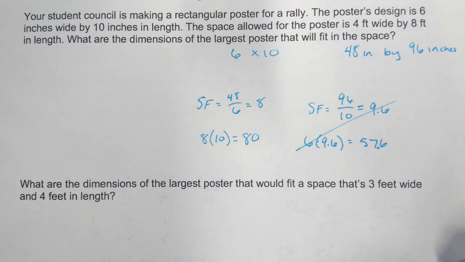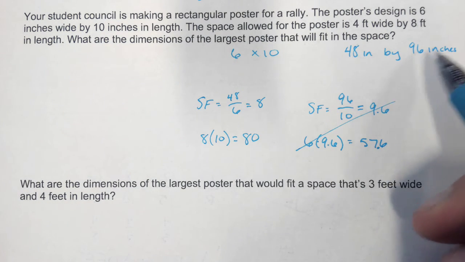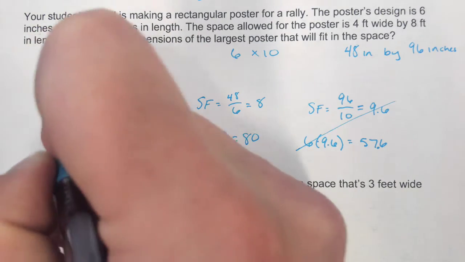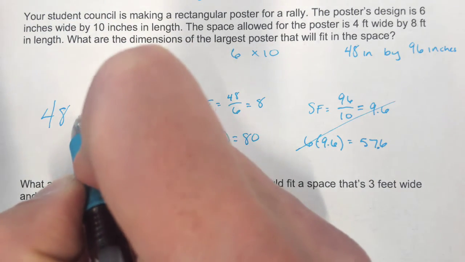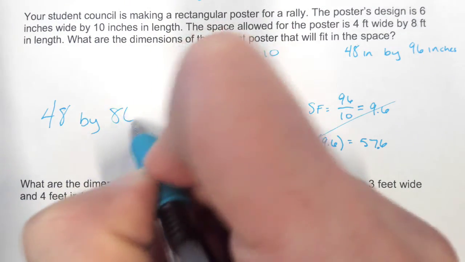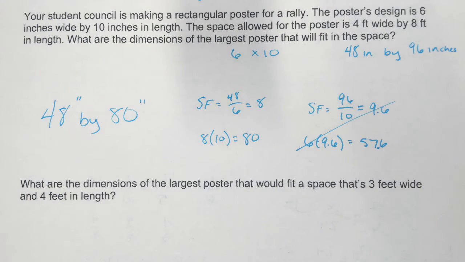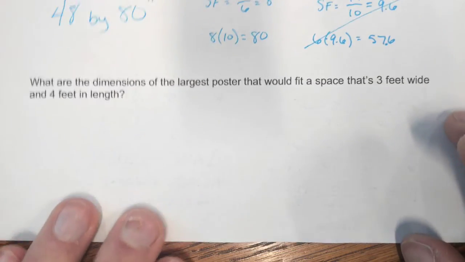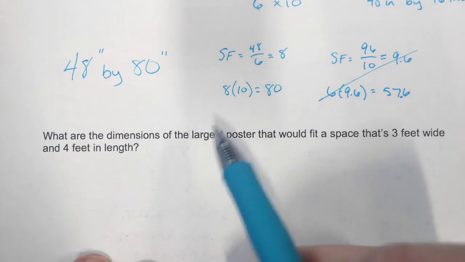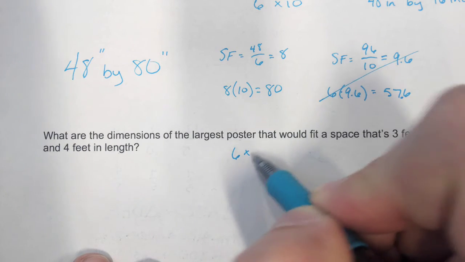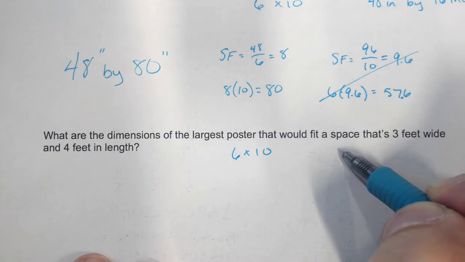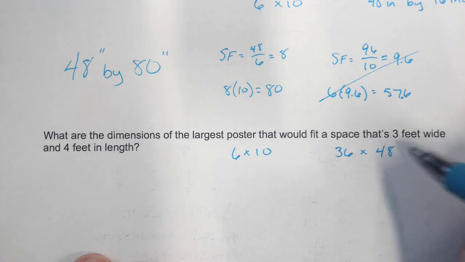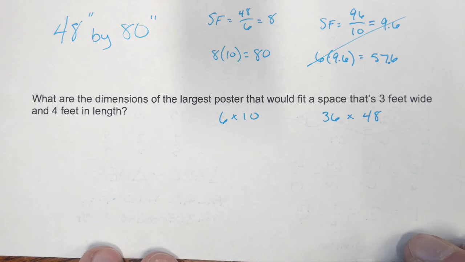So what are the dimensions of the largest poster that's going to fit in the space best? It's going to be 48 by 80 inches, by the way. So there you go. And then down here, why don't you try that one? We got the same poster that we're talking about. It starts as a 6 by 10. We want to know how it would fit best in the 36 by 48 area. Try that one. Pause the video. See if you can figure it out.